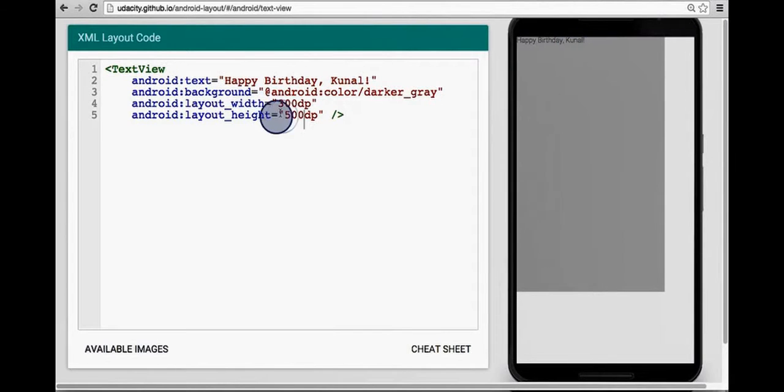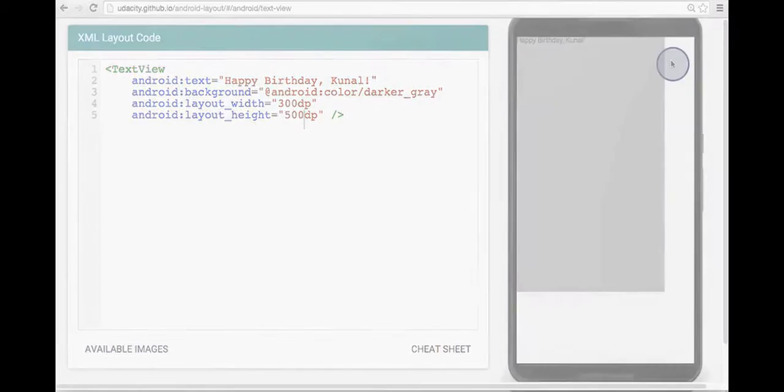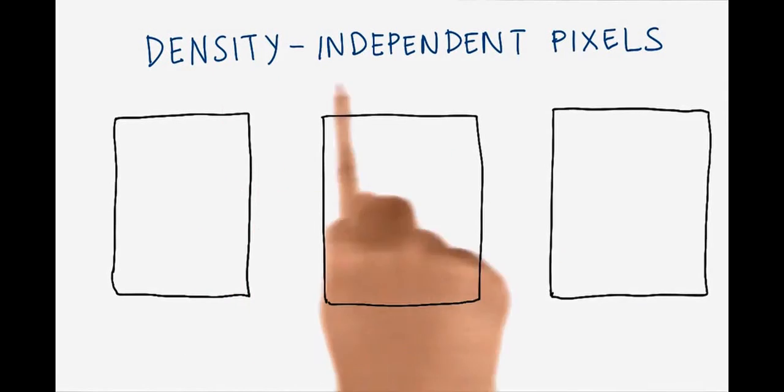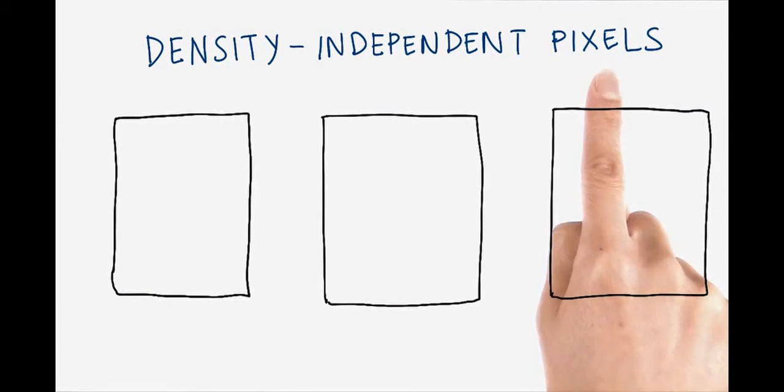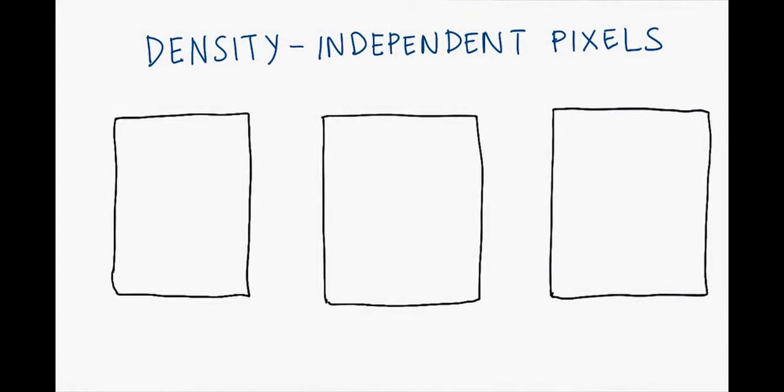Notice that for the width and height values of 300 and 500, it is followed by dp in each case. This is a unit of measure, like centimeters or millimeters, that we use to describe the size of views on Android, as well as the distance in between views. The unit dp stands for density independent pixels. Let me explain why we need that.